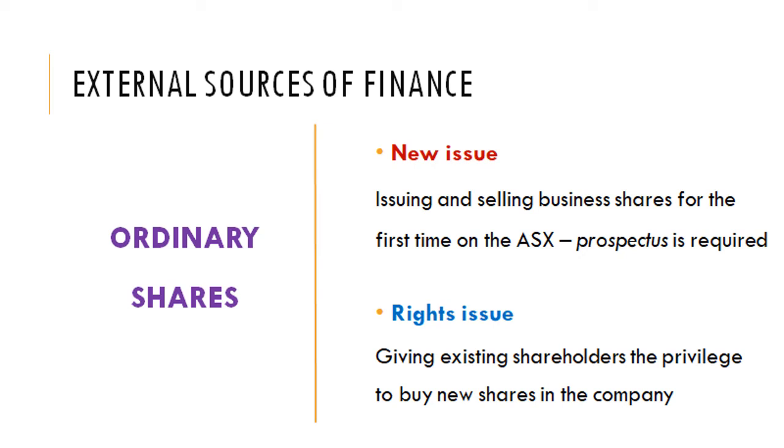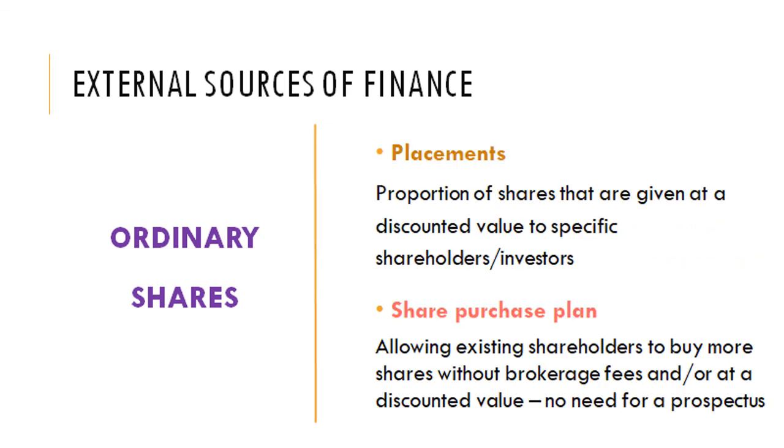The next one is a rights issue, so giving existing shareholders the privilege to buy new shares in the company. So you send a letter to your existing shareholders saying, we're looking to raise some more revenue. Are you interested in buying shares again? And the last 2, we're looking at placements, or a proportion of shares that are given at a discounted value to specific shareholders and investors. I think this would be to specific investors, because you don't want to give too many shares to one person where they could essentially maybe have greater control within the business. So you're determining who you can give shares to and who maybe you don't want to in terms of ownership.